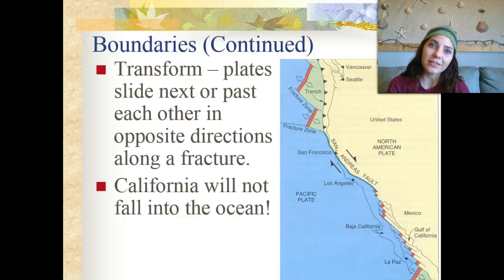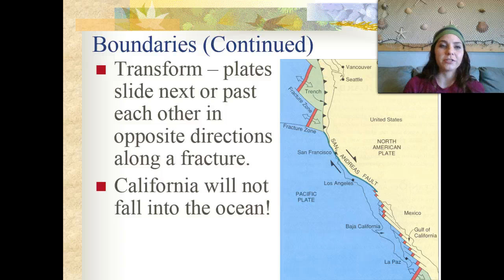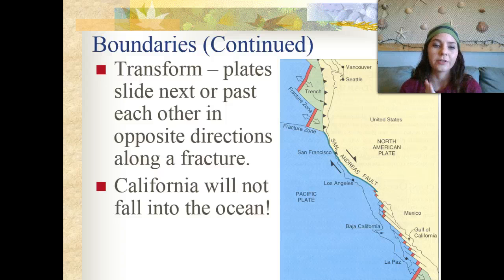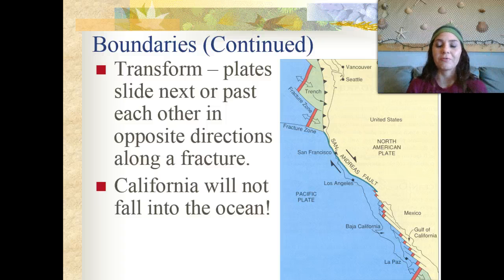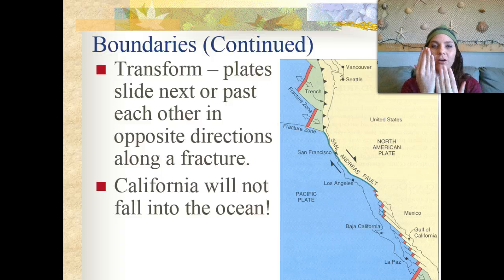And then we have our last type of boundary, which are transform boundaries. These are when plates slide next to or past each other in opposite directions along a fracture. California, you guys probably have heard the myth that, oh my gosh, California is eventually going to fall into the ocean. That's not going to happen. But California does fall along a large fault line, the San Andreas fault line.